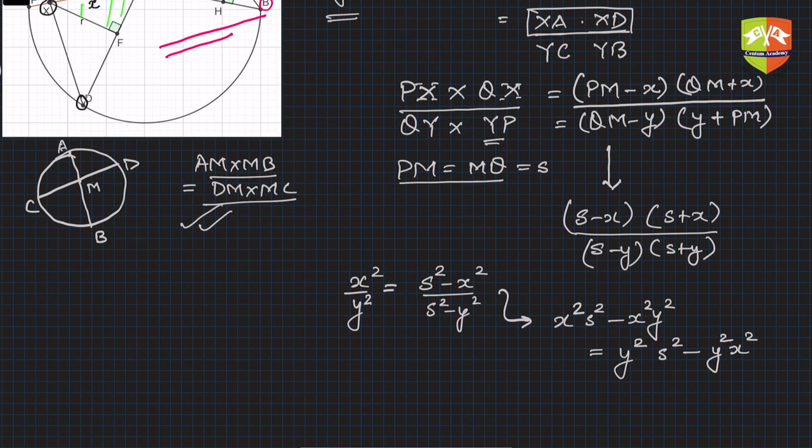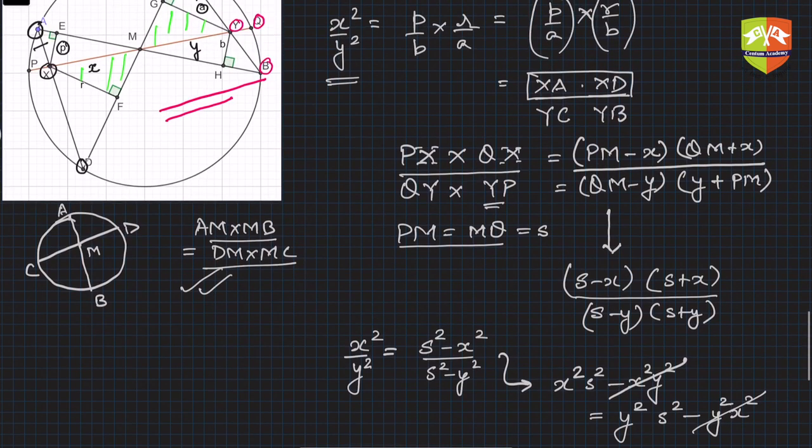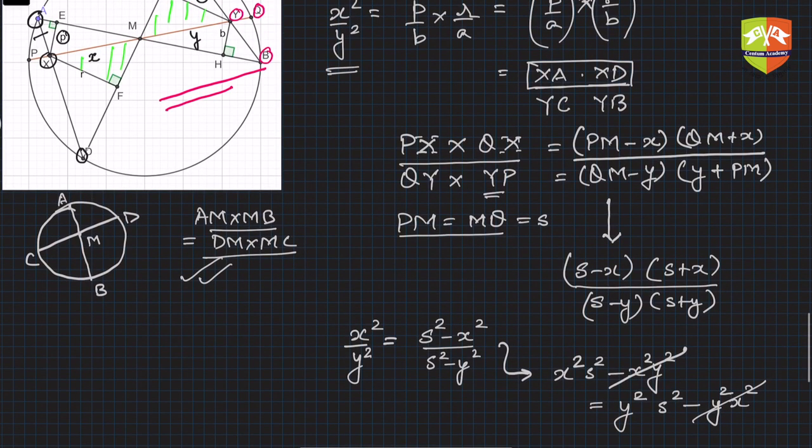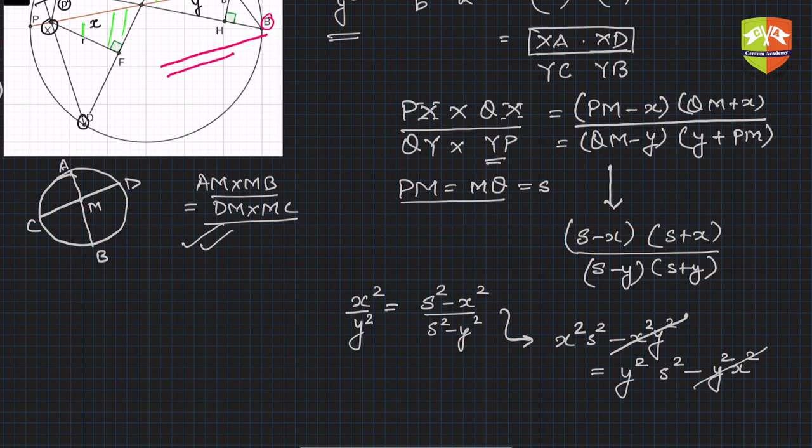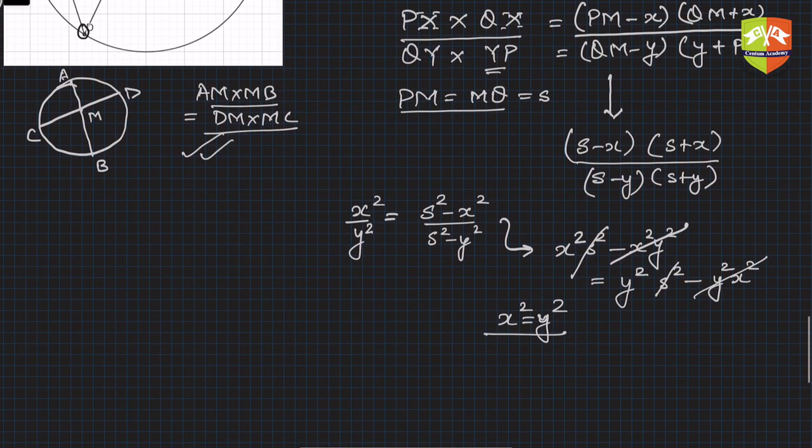Now if you see, this can be eliminated. And since s is a non-zero quantity, what is s, guys? s was PM, a non-zero quantity. So you can eliminate s square from both sides as well. So you get x square is equal to y square, and that means x is equal to y. This is what we needed to prove.